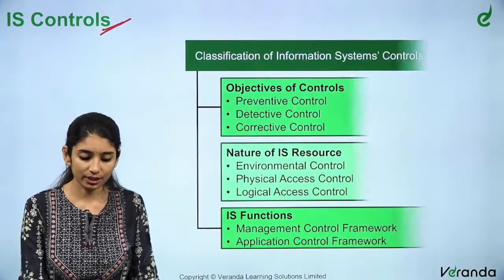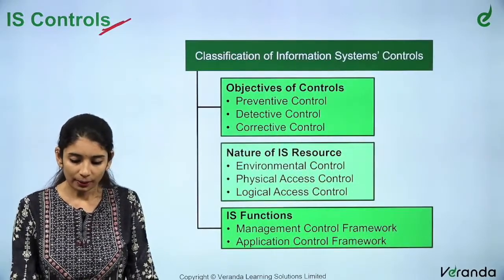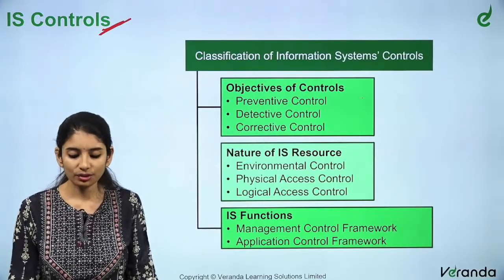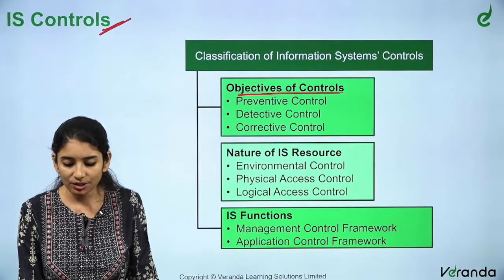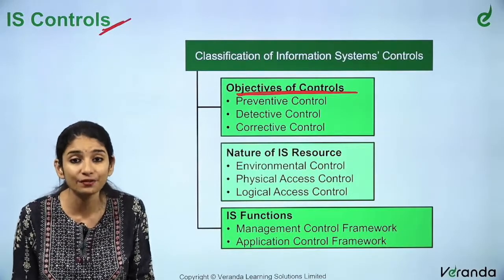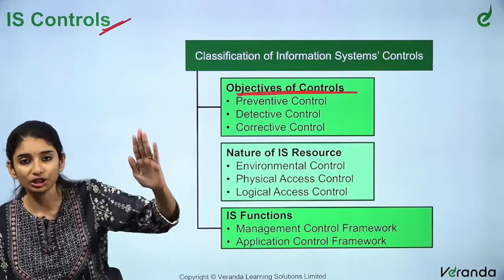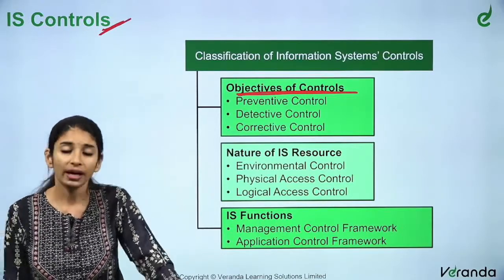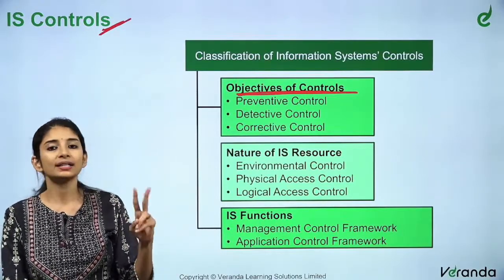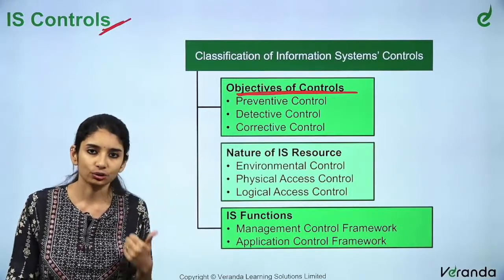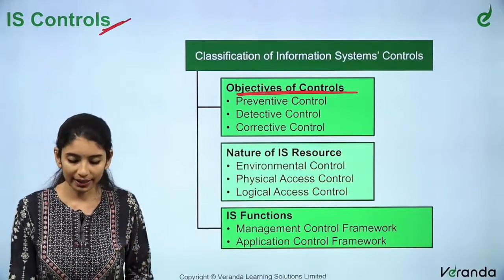Very good. Now, the IS controls, information systems controls, are divided into 3 buckets. One is on the basis of objectives of the controls. What are the objectives, or what does the control want to achieve? Based on objective, we have 3, PDC: preventive control, detective control and corrective control.